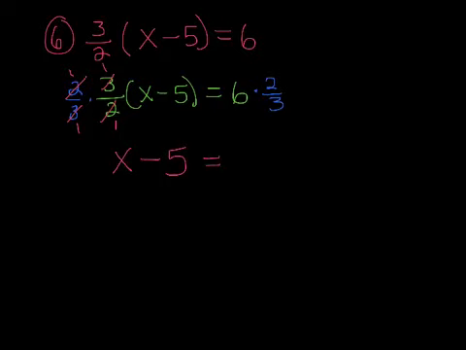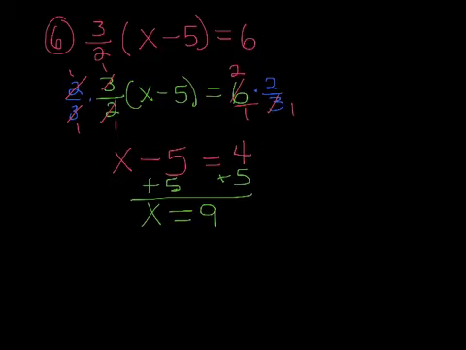Right-hand side, it's not as pleasant, but luckily, you can cross-cancel a few things out. So 6 and 3 will cancel out and give us 2 and 1. We're left with 2 over 1 times 2 over 1, which gives us 4 over 1, or 4. Our last step on this problem is to add 5 to both sides, and our answer will be x equals 9.